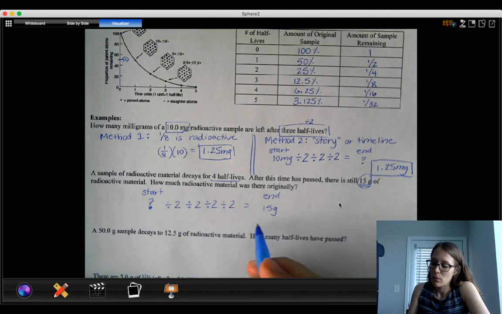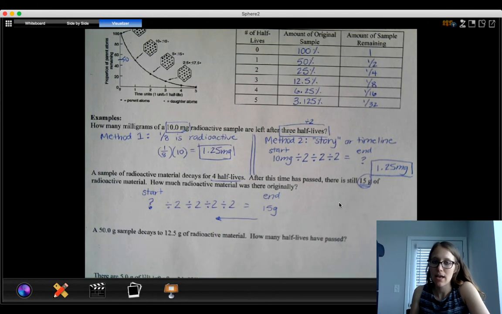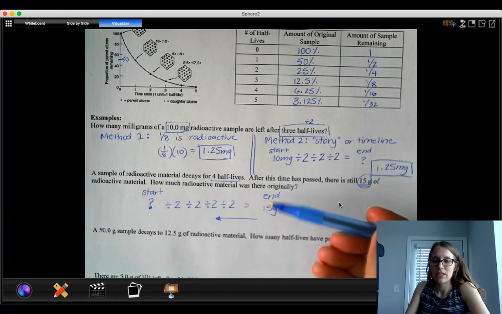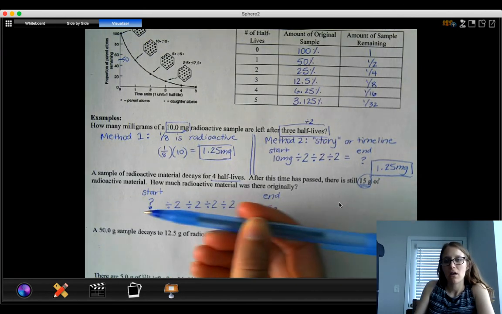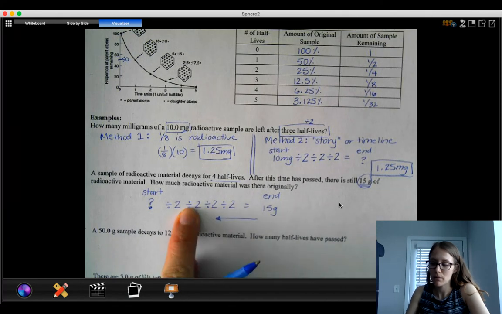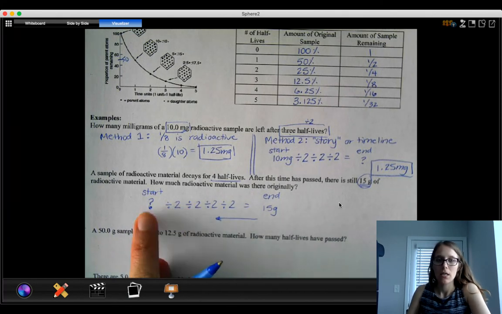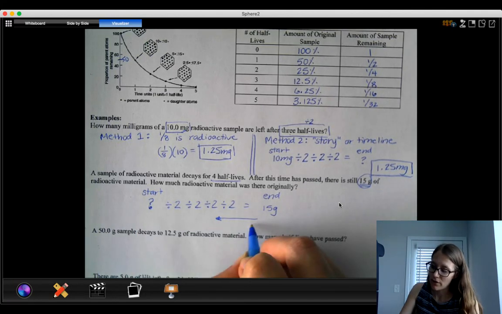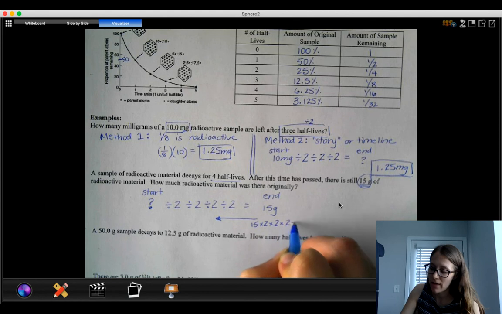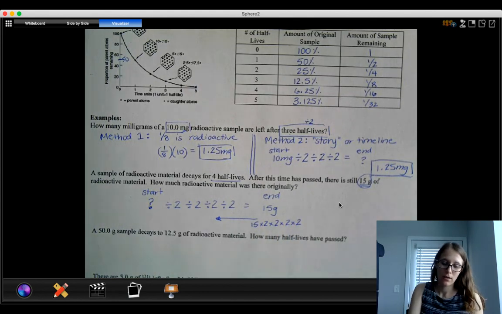Well, if I need to work through the problem this way instead, what I can really do is say, well, if I'm dividing by 2 to get to the end, what if I start at the end and I want to go back to the start? I could multiply by 2 and multiply by 2 and multiply by 2 and multiply by 2 to get back to the starting amount. Okay, so if I do 15 times 2, that's 1 half-life, 2 half-lives, 3 half-lives, 4 half-lives. I'm going to do that on my calculator.